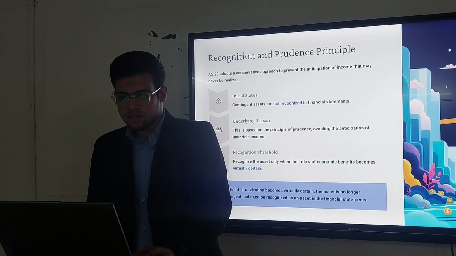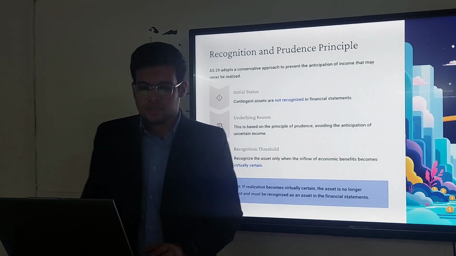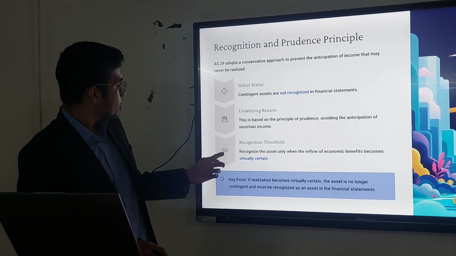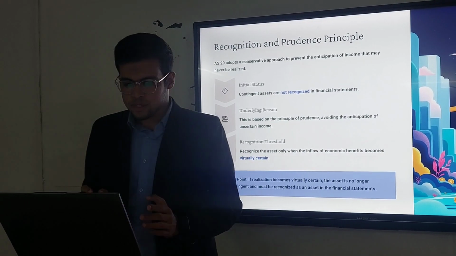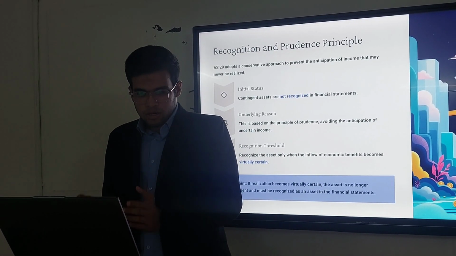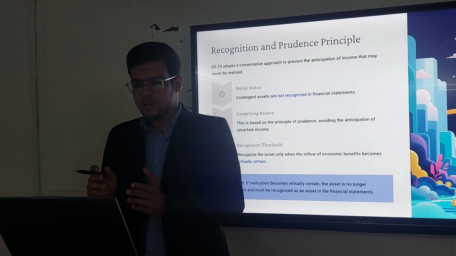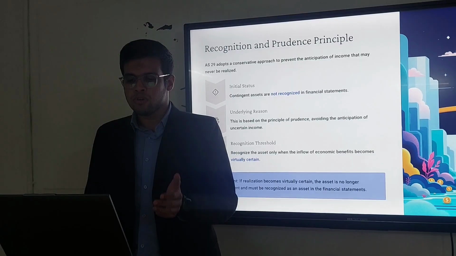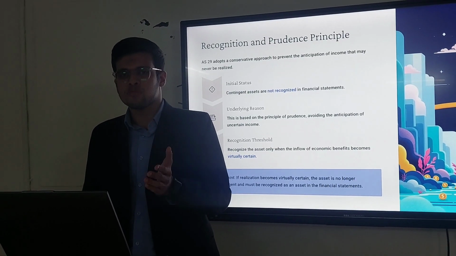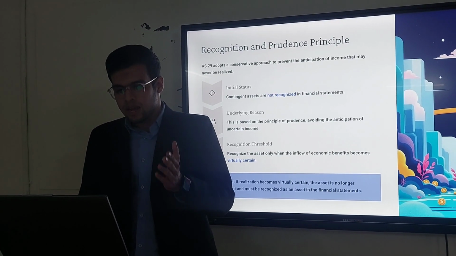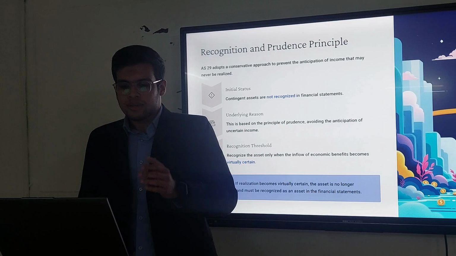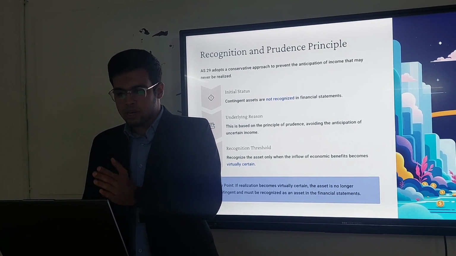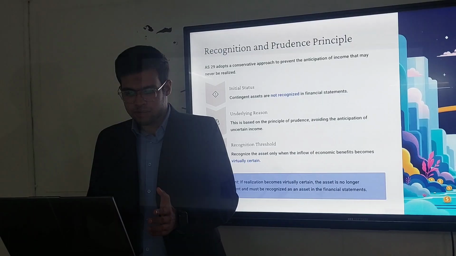virtually certain. The first point is initial status, the second point is underlying reason, and the third point is recognition threshold. Initial status means that contingent assets are not recognized in the financial statements. The underlying reason is the principle of prudence, avoiding the anticipation of uncertain income. The third point means recognizing the asset only when the inflow of economic benefits becomes virtually certain.